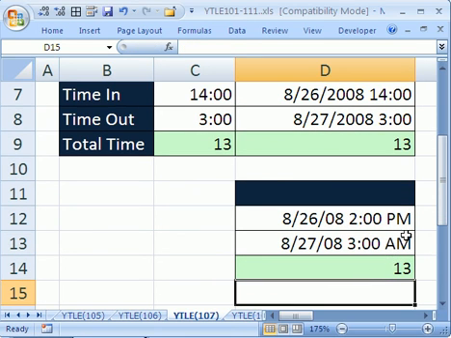All right, so that is one excellent way to deal with working across a day.